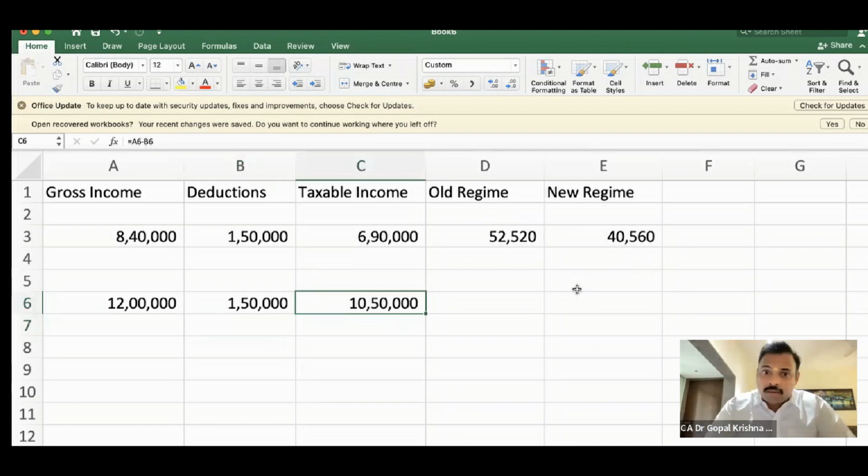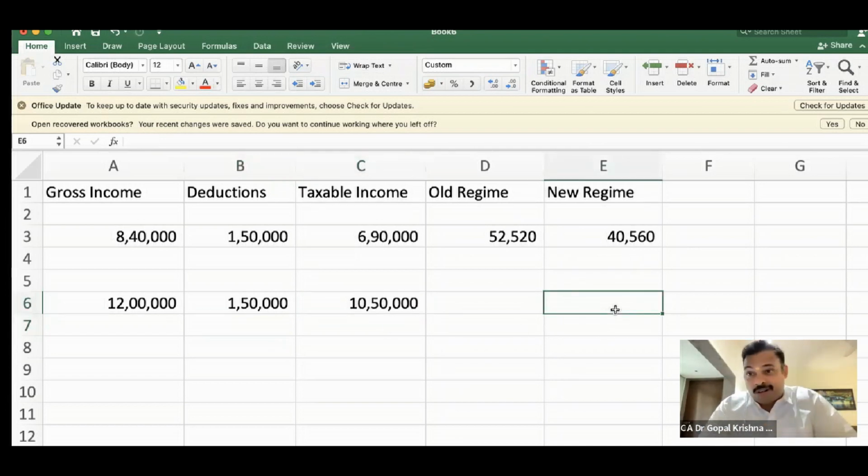So let me now work out for 10,50,000. Now here in the new regime, will you get the deduction? No, you will not get the deduction.